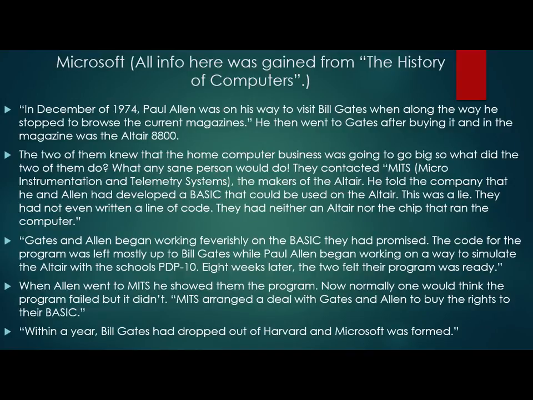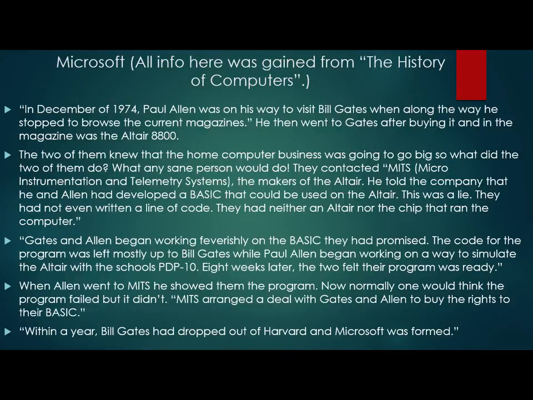Now, in December 1974, Paul Allen was on his way to visit Bill Gates when along the way he stopped to browse the current magazines. I believe it's Popular Science, not exactly sure. He went to Gates after buying it, and the magazine featured the Altair 8800. The two of them knew that the home computer business was going to go big.